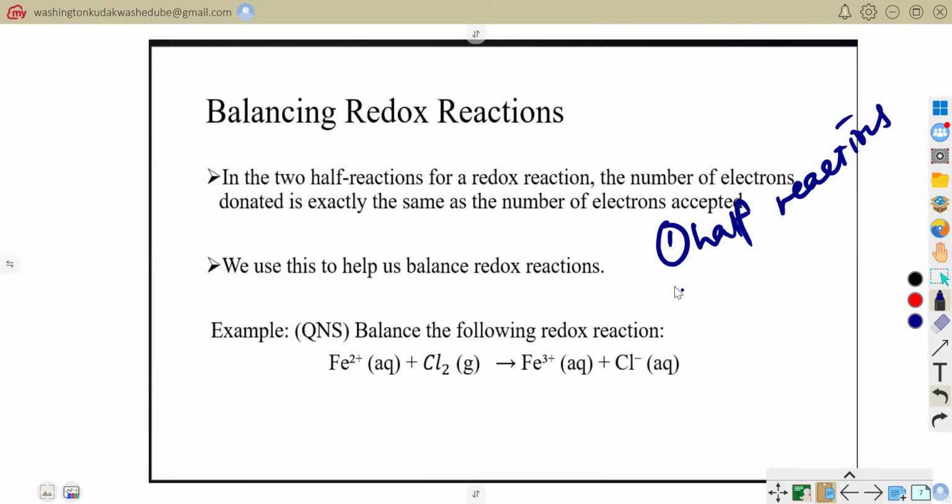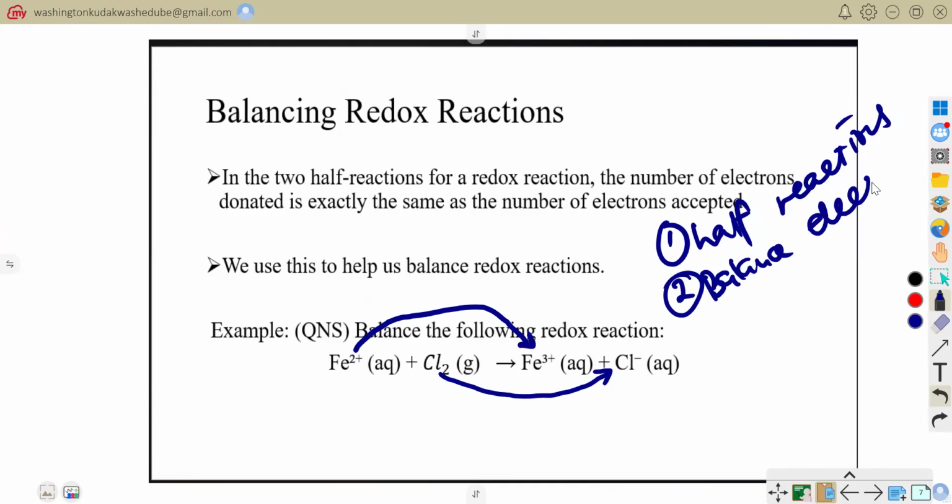What do we mean by the half reactions? You can see that iron is being oxidized to iron 3 plus, whilst chlorine is being reduced to chloride. So these are the two half reactions. After writing the half reactions, we need to balance the electrons that are being transferred. Why? Because the number of electrons being transferred needs to be equal.